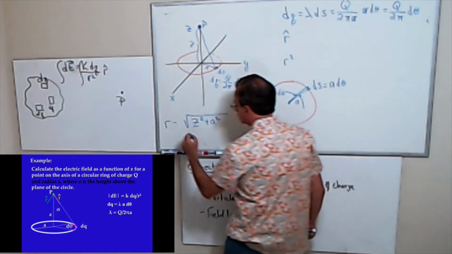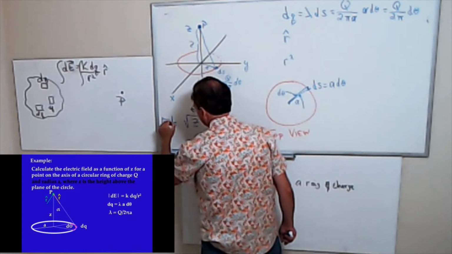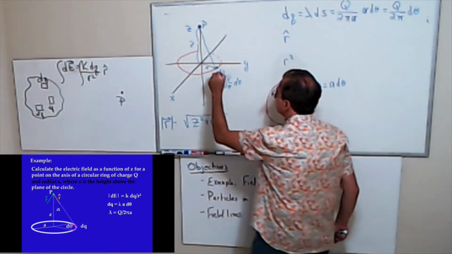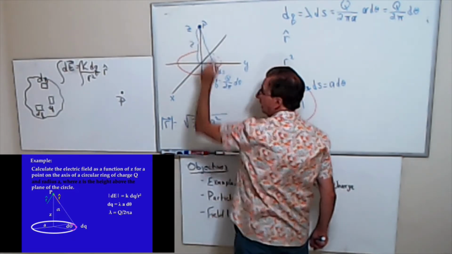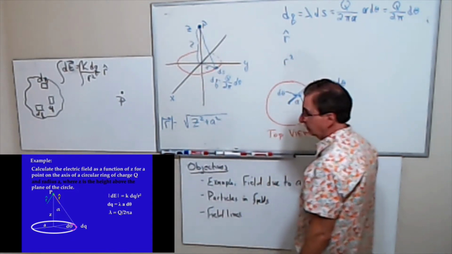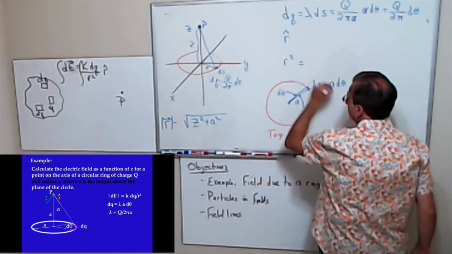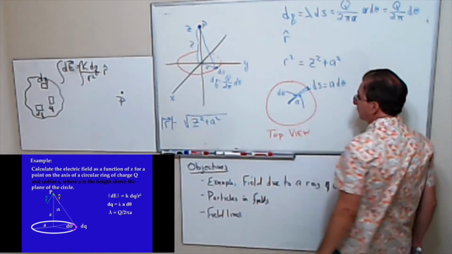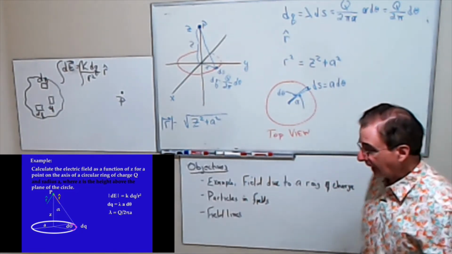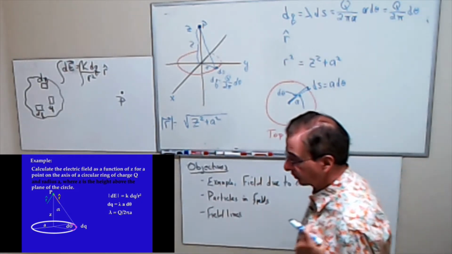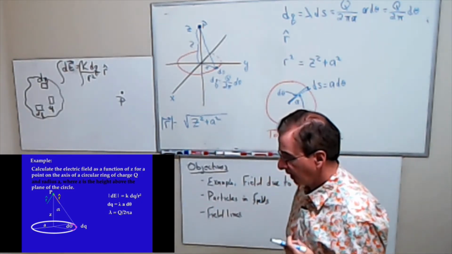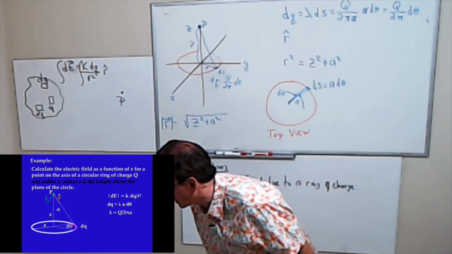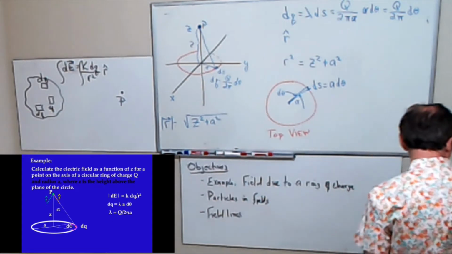And remember, R is the length of the vector that goes from the source of the field to the point at which you're calculating the field. And so R squared then is Z squared plus A squared. So the last thing I need to do is to determine R hat. Yeah, I'm sorry, Alex. Yeah, that's a lambda next to the ds. I didn't see your question.